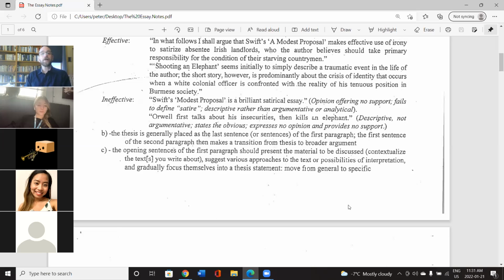And your opening paragraph, the opening sentences of your first paragraph should get directly to the material to be discussed. You contextualize the text that you're writing about, suggest perhaps various approaches to that text or possibilities of interpretation, and then gradually focus that opening paragraph, like the inverted triangle we all learned about in high school, into a thesis statement. So you move from the general, the introduction of the text, to the specific, the argument about the text.